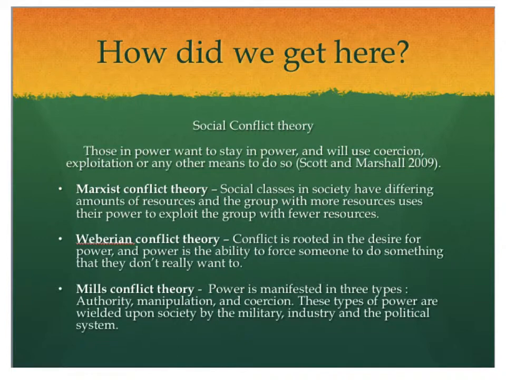Mill's conflict theory. Power is manifested in three types: authority, manipulation, and coercion. These types of power are wielded upon society by the military, industry, and the political system.